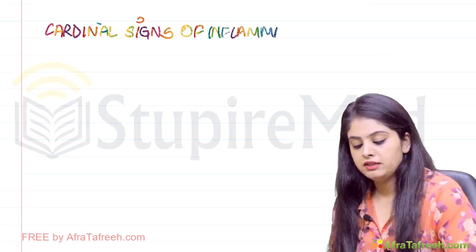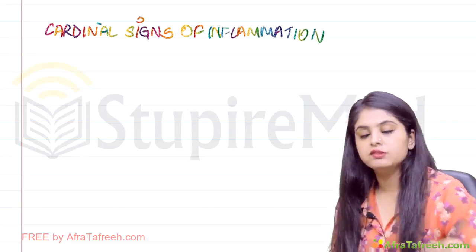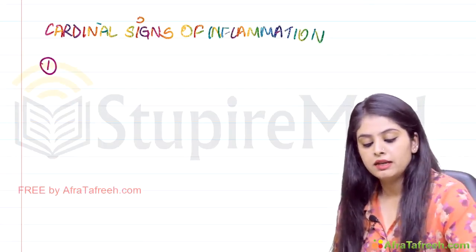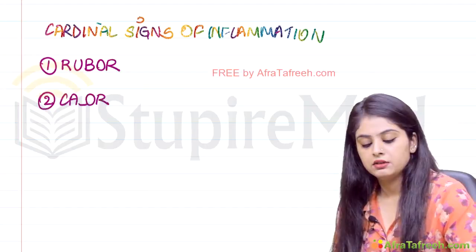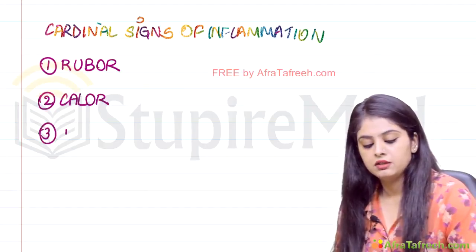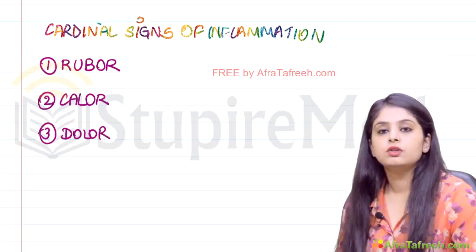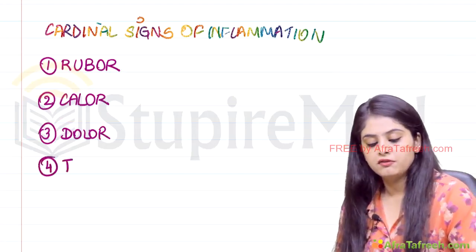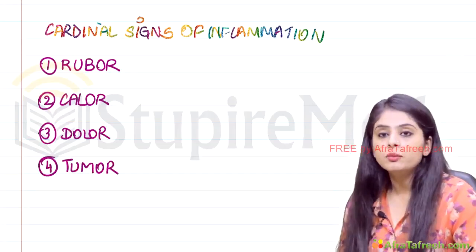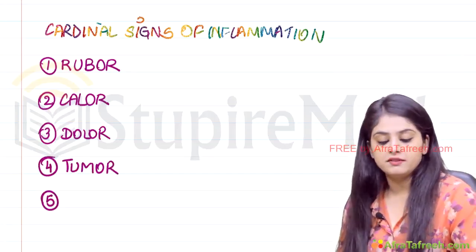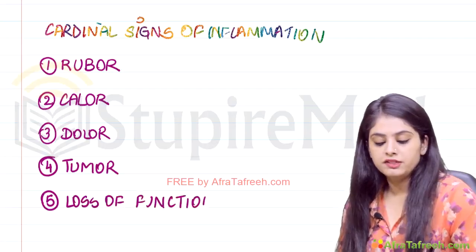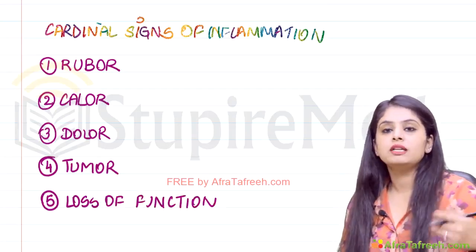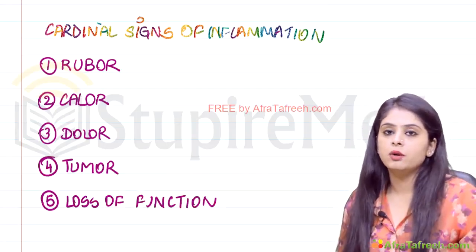So first we are going to make a list and then we'll do the meaning of each one of those. The cardinal signs include number 1, rubor. Number 2, calor. Number 3, dolor. Number 4 is tumor. And number 5 is loss of function. So first let's do the meaning of each one of these, then we can come back to a more important question on this particular topic.